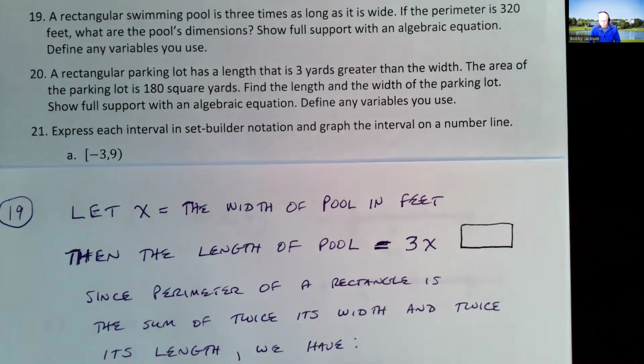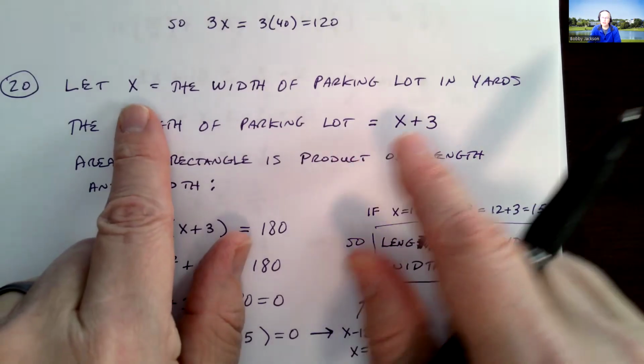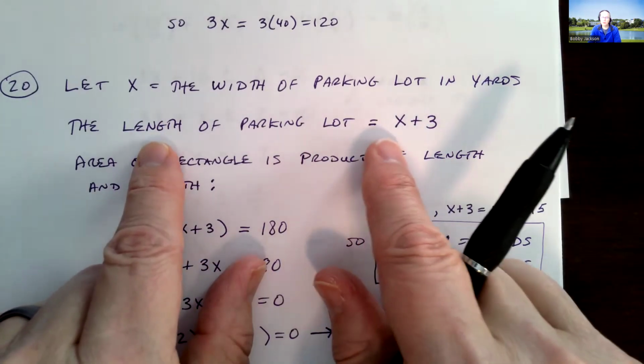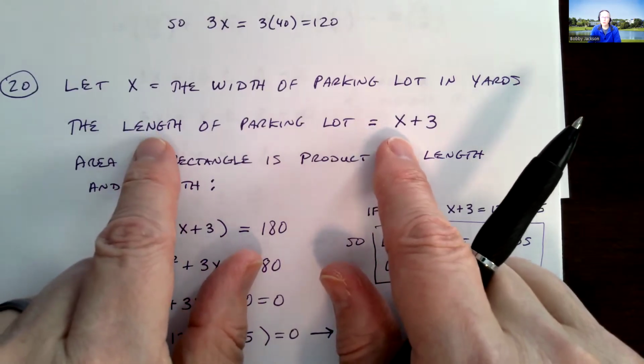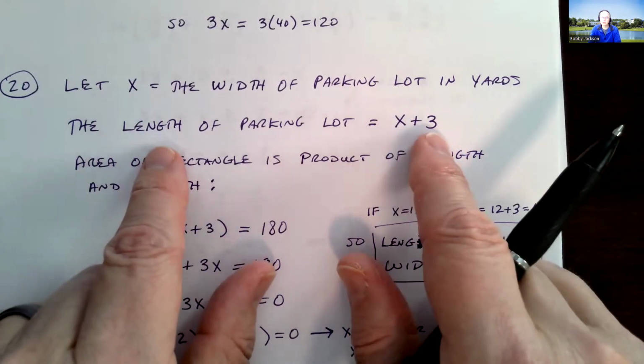And so in this problem, the width of the parking lot, I'm going to call X. Of course, the measurements are in yards. The length of the parking lot, therefore, will be what? 3 yards more, X plus 3. So X is the width, X plus 3 is the length.